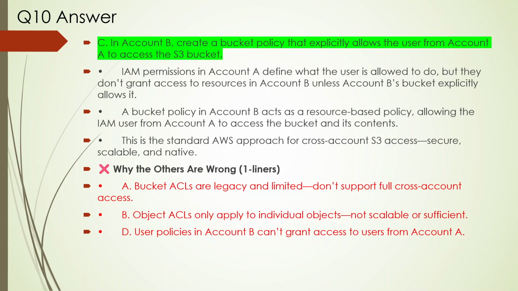Okay, in account B, create a bucket policy that explicitly allows the user from account A to access the S3 bucket. IAM permission in account A defines what the user is allowed to do, but it doesn't grant access to the resource in account B unless account B's bucket policy explicitly allows it. A bucket policy in account B is a resource-based policy that allows the IAM user from account A to access the bucket and its content. This is a standard AWS approach for cross-account S3 access: secure, scalable, and native.